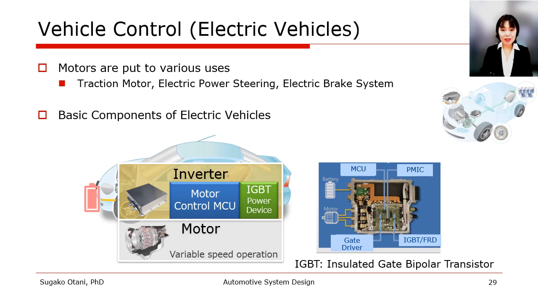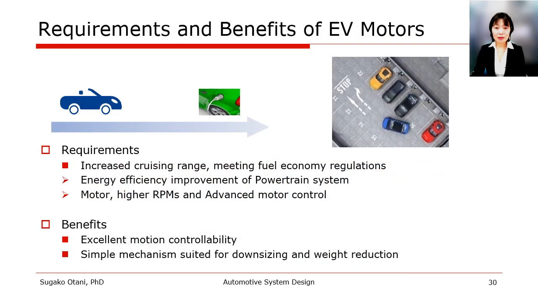This figure shows the basic components of an electric vehicle: an inverter and a motor. The inverter consists of a motor control MCU and an IGBT driver. The IGBT driver is an inverter circuit. A power semiconductor device acts as a switching device to control power. Noteworthy points of electrification is improvement of energy efficiency of drive system.